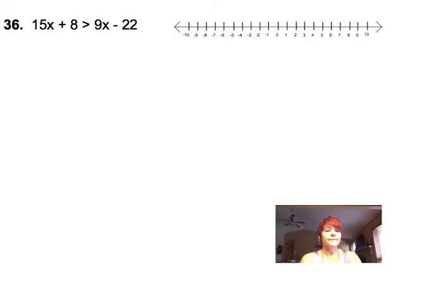Number 36. Now we have x's on both sides. So the first thing I would do is put the x's on the same side. So I'm going to subtract the 9x.